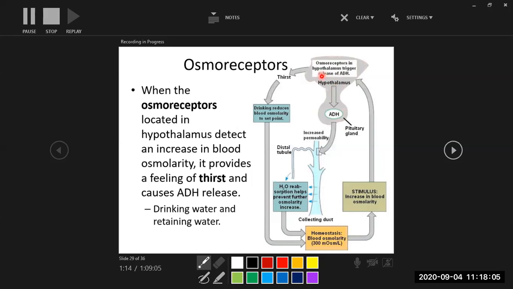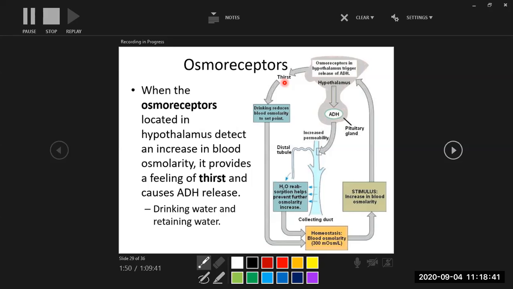Additionally, because it's in the brain, it will give you the idea about thirst. It will trigger your desire to drink water. So your blood is thick, your osmoreceptor detects it, and then you feel like, oh, I'm so thirsty. And then you go to the store, and what do you do? If you buy bottled water, I congratulate you. You did the right thing.